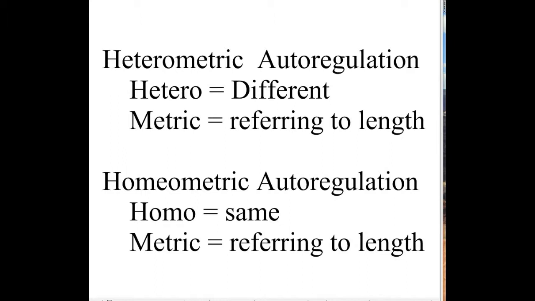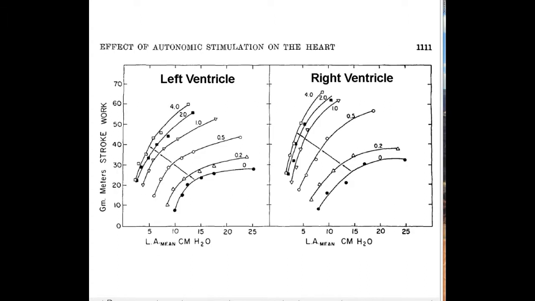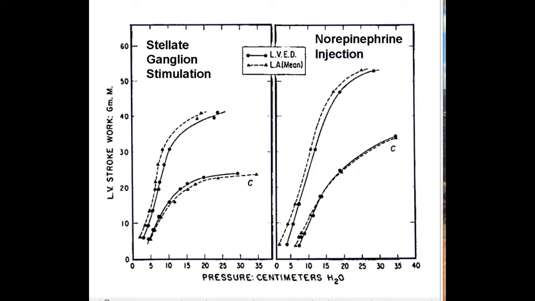Sarnoff and his colleagues were interested in those factors that changed the developed tension without changing the resting muscle length. For their experiments, they looked at the effect on cardiac muscle of stimulating the stellate ganglion, which is the sympathetic output to the heart, and they measured the developed tension. They found that they could produce a family of curves of the length tension relationship by changing the frequency of stimulation. They also showed that the same changes were seen by the infusion of norepinephrine.